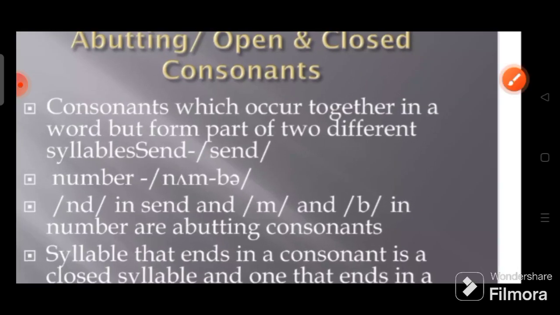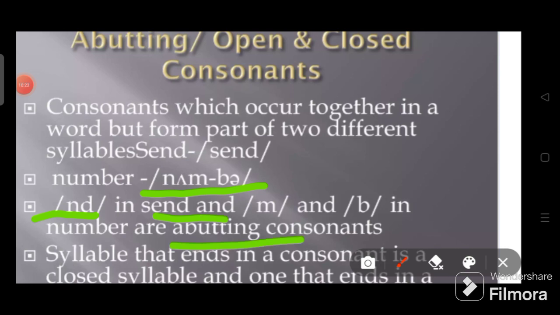So what is an abutting consonant? Consonants which occur together in a word but form part of two different syllables are called abutting consonants. So that means, see, in "number", m and b are in two different syllables. So these are called abutting consonants.